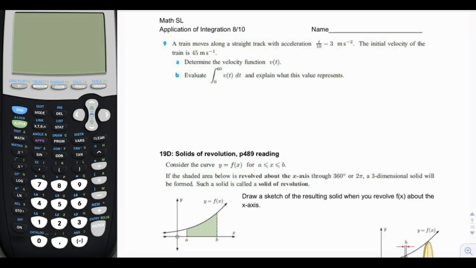Applications of integration, page 8. A train moves along a straight track with acceleration t over 10 minus 3. The initial velocity of the train is 45. Determine the velocity function v of t.